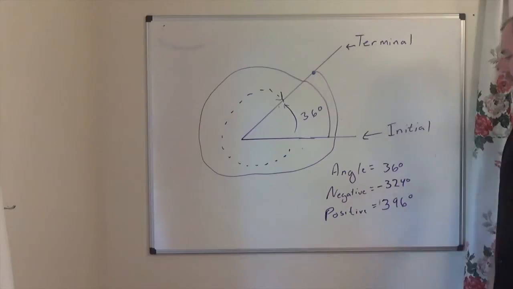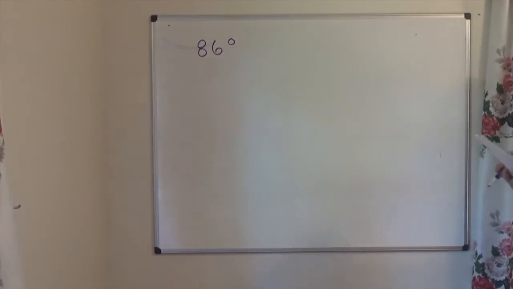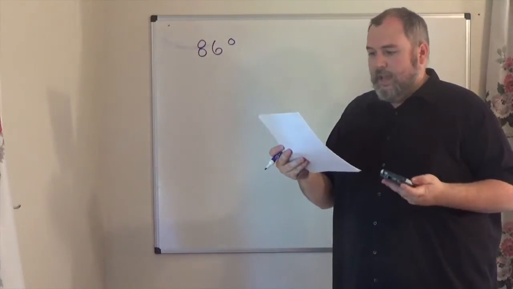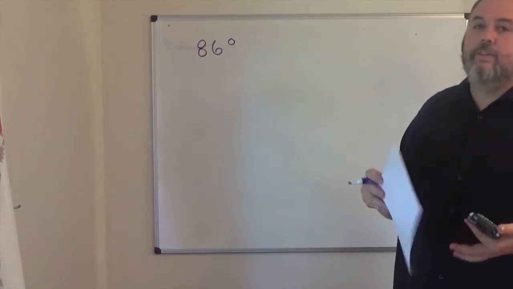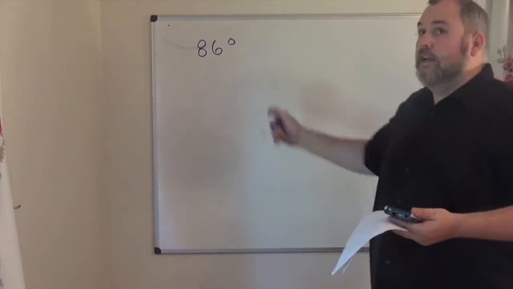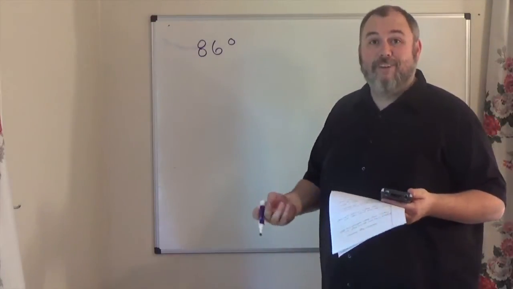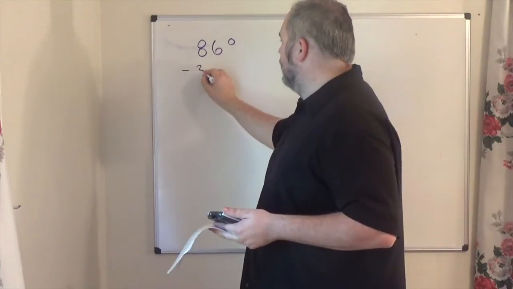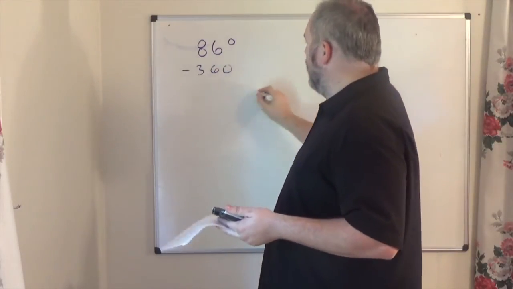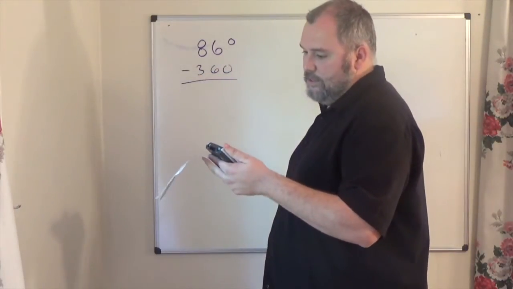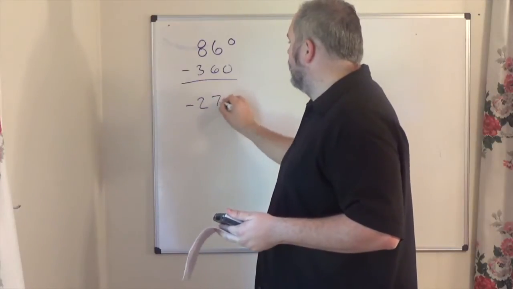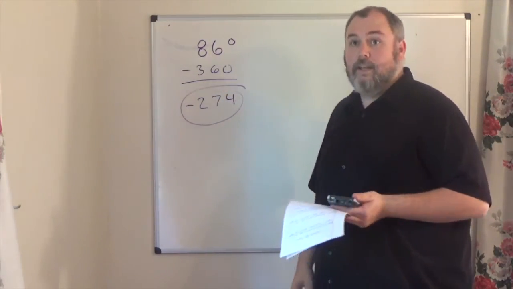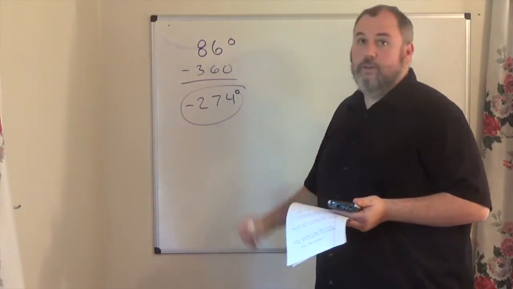396 degrees. Alright, so in your notes, the very first question is, what is the least positive angle and negative angle that is coterminal with 86 degrees? Well, here's 86 degrees, so you want to find the negative? You're simply going to say 86 minus 360. And when you do, you get negative 274. So that's your negative angle. You need negative 274 degrees.